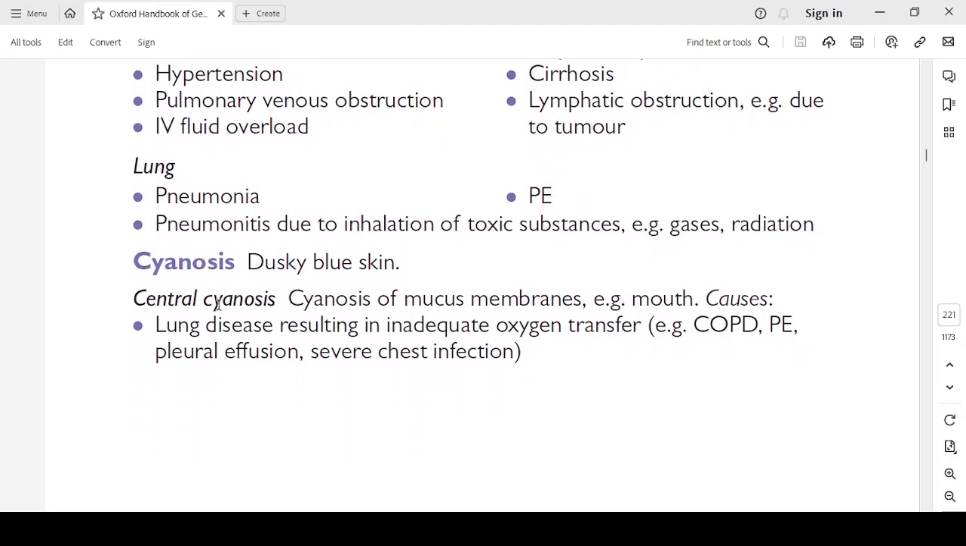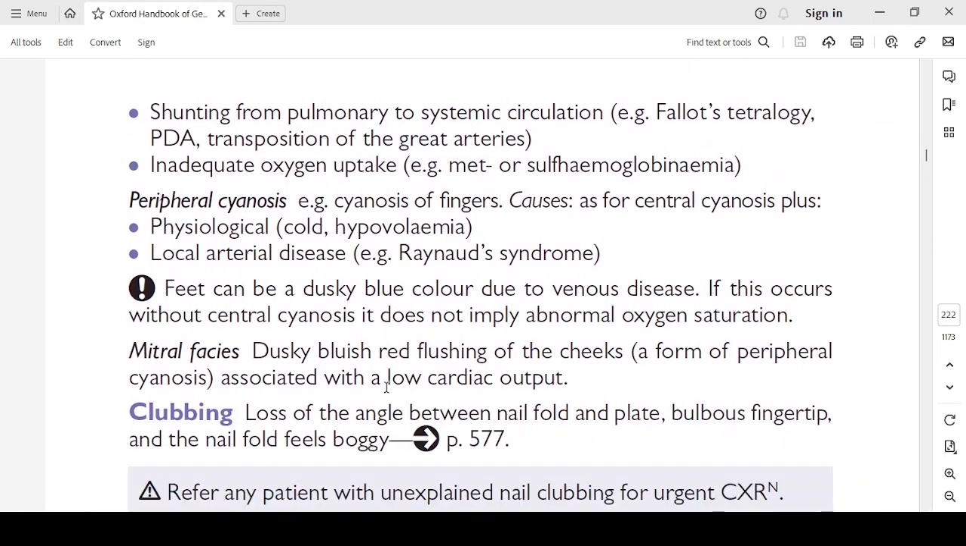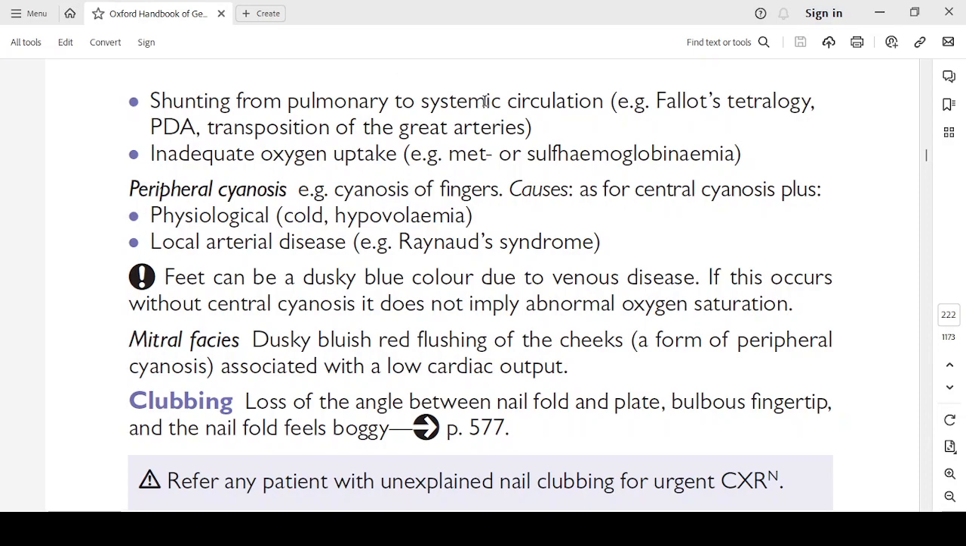Cyanosis. Dusky blue skin. Central cyanosis is cyanosis of the mucous membranes, for example the mouth. Causes of central cyanosis are lung diseases resulting in inadequate oxygen transfer, like COPD, pulmonary embolism, pleural effusion, severe chest infection. Shunting from pulmonary to systemic circulation, like in tetralogy of Fallot, PDA, transposition of great arteries. Inadequate oxygen uptake, like methemoglobinemia or sulfhemoglobinemia.